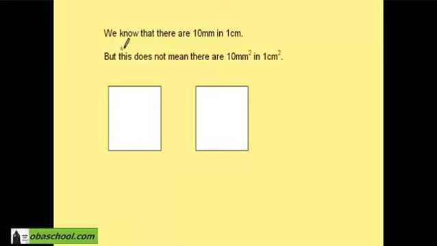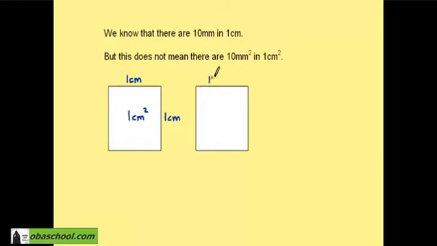We know that there are 10 millimeters in 1 centimeter. But this does not mean that there are 10 millimeters squared in 1 centimeter squared. Consider these two identical squares. If this one is 1 centimeter by 1 centimeter, then the area will be 1 centimeter squared.